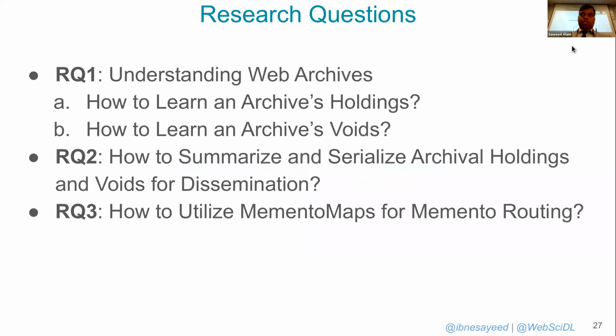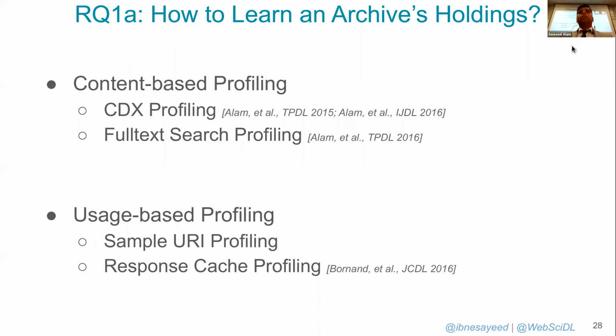Let's talk about research questions. There are three major research questions. One is how to understand web archives. And by understanding, we mean what they hold and what they don't have. So holdings and voids. And then once we know what they have or don't have, how to express that, how to summarize and serialize their holdings. And once we have a way to summarize it and disseminate it, how are we going to utilize it for memento routing? So these are the three questions. And let's begin with the first question.